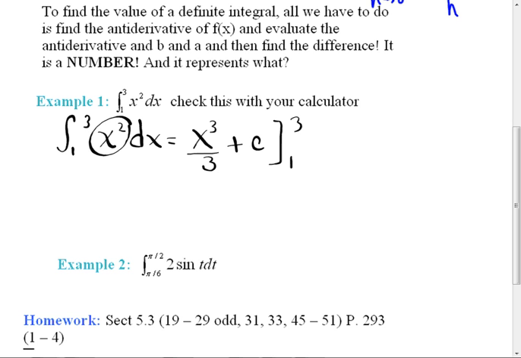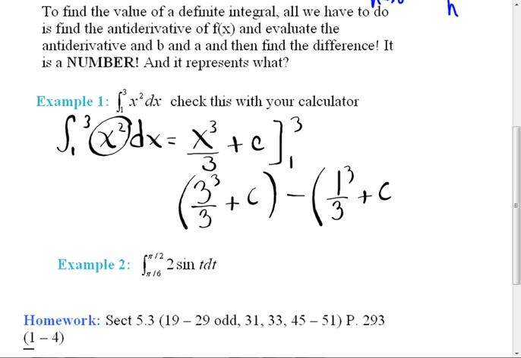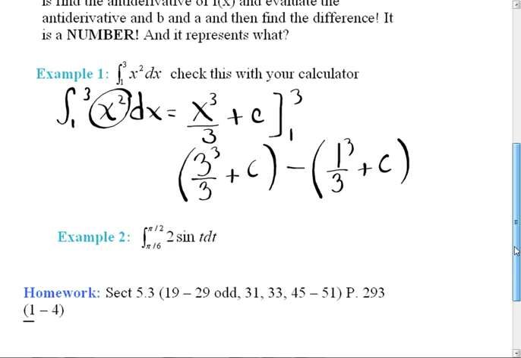So when I substitute 3 in there, I get 3 cubed over 3 plus that constant. And then I'm going to subtract, and I must have parentheses. Now I'm going to substitute 1 in there. So it's 1 cubed over 3 plus the constant. And then we're going to find a value.